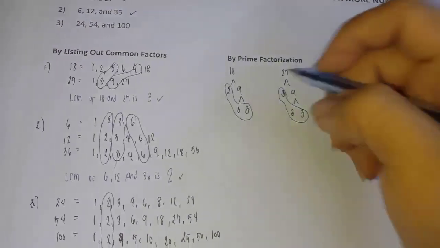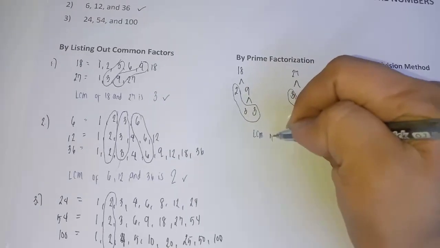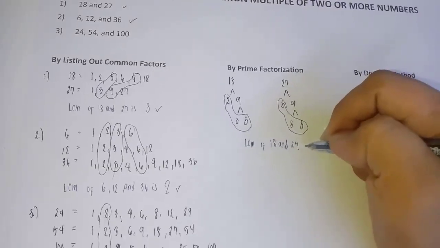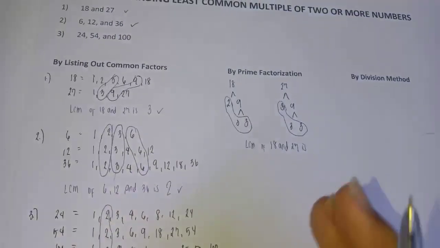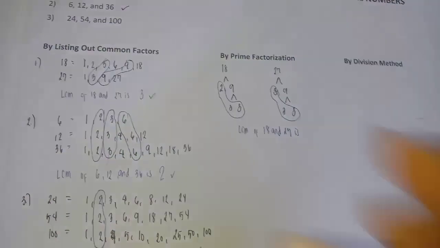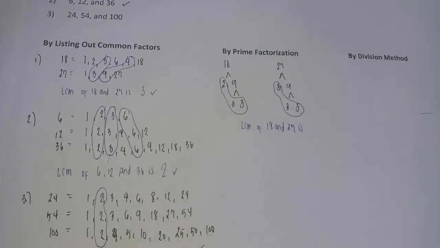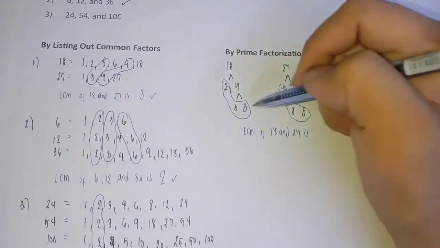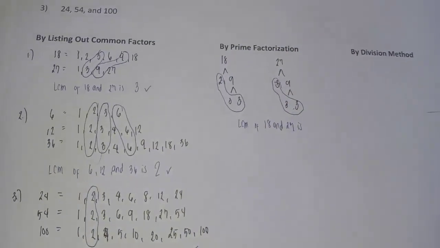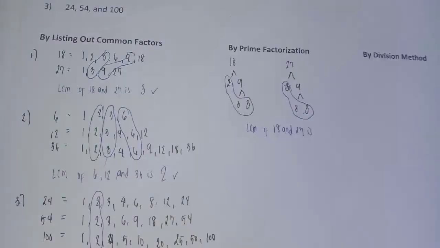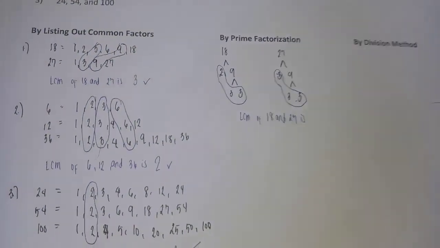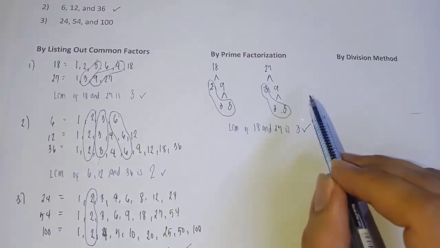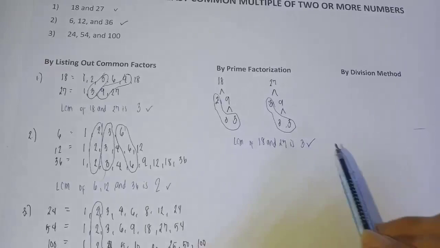Okay? So now, the question here is how are we going to find the LCM of 18 and 27 using prime factorization? So dito, aalamin lamang natin kung ano yung pinakamaliit na magkakapareho sa bawat numbers. Okay, so 2, walang 2. So we have 3 and we have 3. And the only smallest common prime factor between 18 and 27 is 3. So therefore, its LCM is 3 only. Okay, LCM of item number 1 is 3.